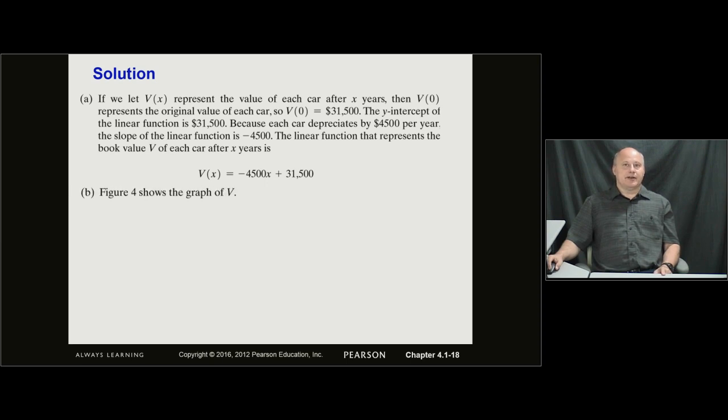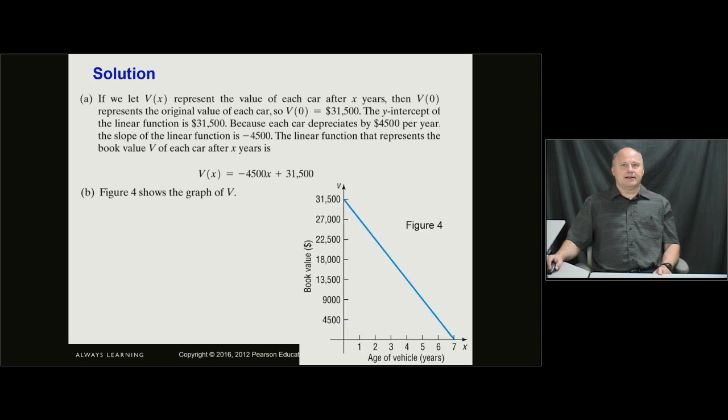This is now the graph. So we know what the slope is, negative 4,500. We know what the y-intercept is, and there it is. Now I want you to notice something about this. It's a line. Yes, it is a line. But they don't have the graph extending infinitely in both directions, do they? They have it stopping on the y-axis and they have it stopping on the x-axis. Why is that?